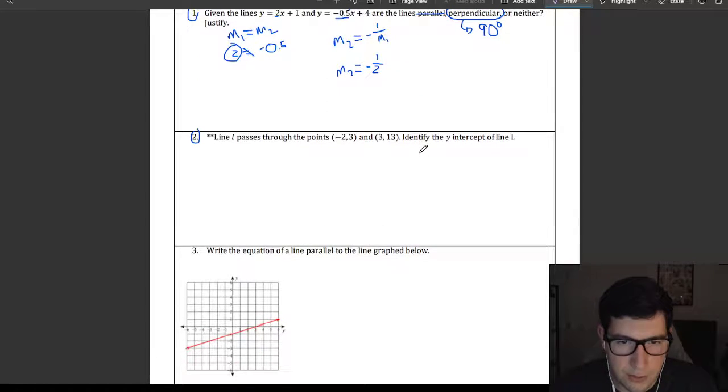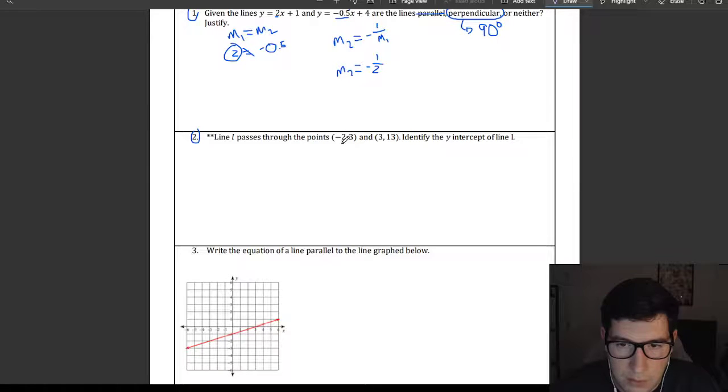So moving down to number 2, we're told that line L passes through the points negative 2, 3, and 3, 13. And we want to identify the y-intercept of line L. Now this is something we have definitely done before. First thing I need to do here is figure out my slope, right? Because I need to figure out the rate of change before I'm able to manipulate these in any sort of way.